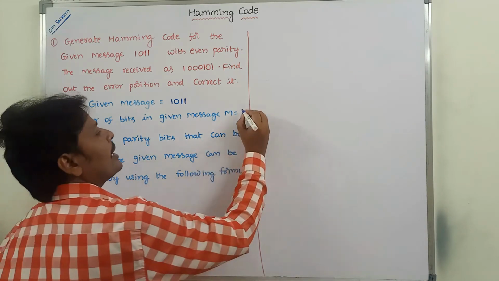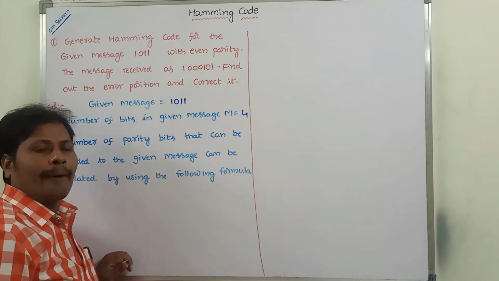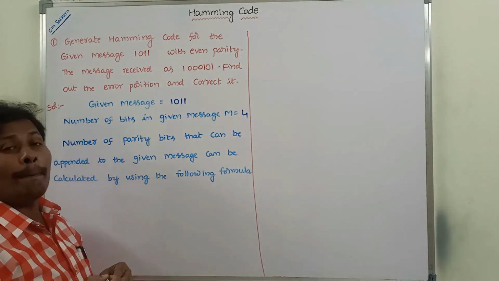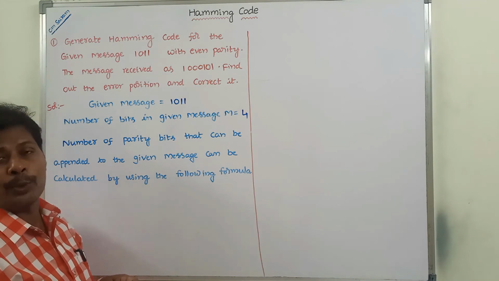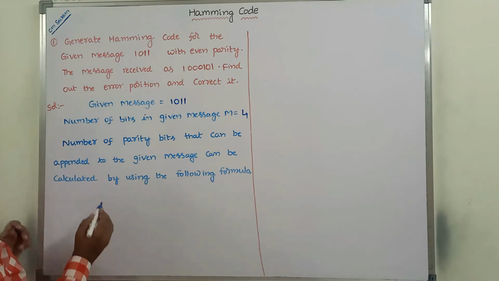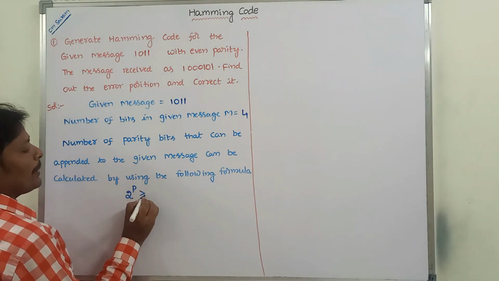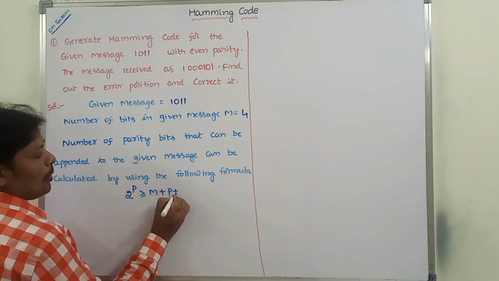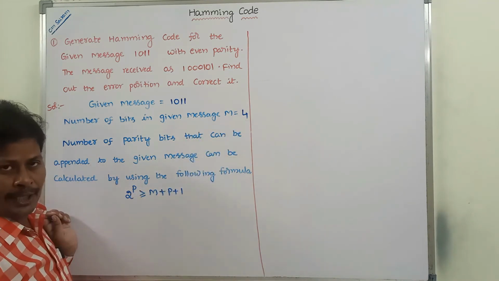So m is equal to 4: 1, 2, 3, 4. 4 bits are present in the given message. Next, the number of parity bits that can be appended to the given message can be calculated by using the following formula: 2 power p is greater than or equal to m plus p plus 1, where m is nothing but the number of message bits.